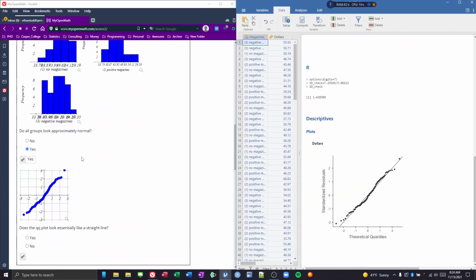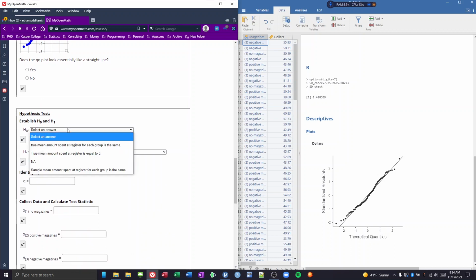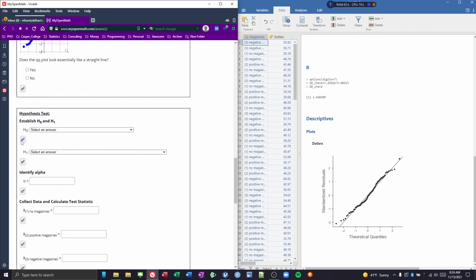Okay, so let's move on to establishing our hypotheses. Our null hypothesis says that the true mean amount spent at the register for each group is the same. This is basically saying that mu of group 1 is equal to mu of group 2, which is equal to mu of group 3. Or we can say again that the true mean amount spent at registers without a magazine is equal to the true mean amount spent at registers with positive magazines, which is equal to the true mean amount spent with negative magazines. So that's what we're going to look for.